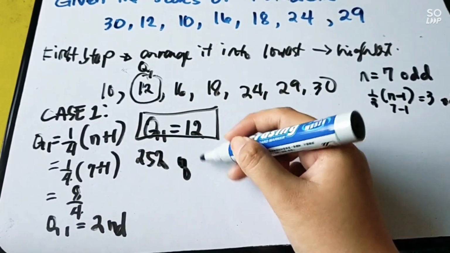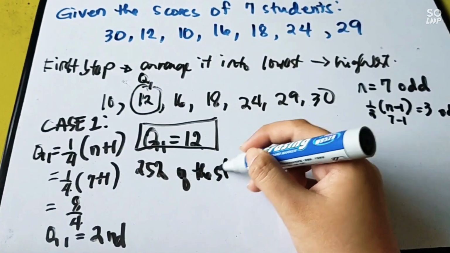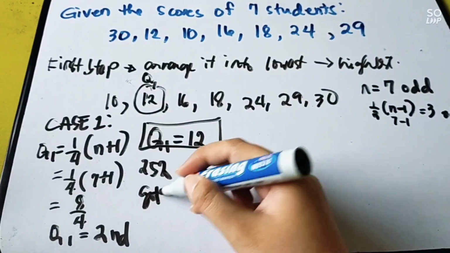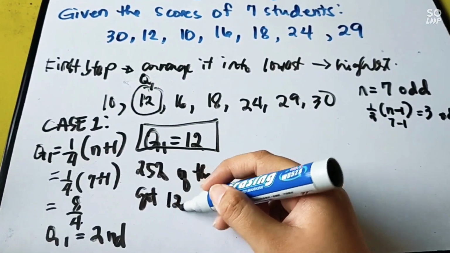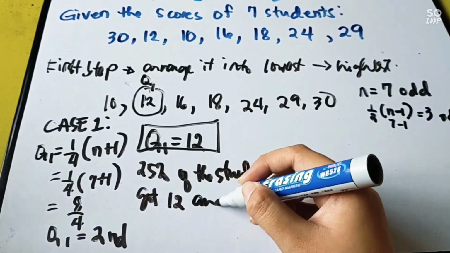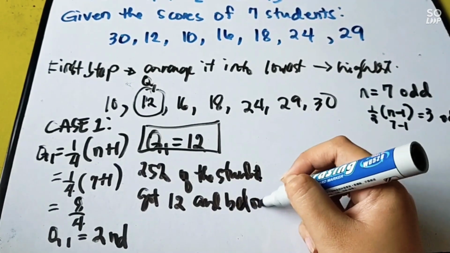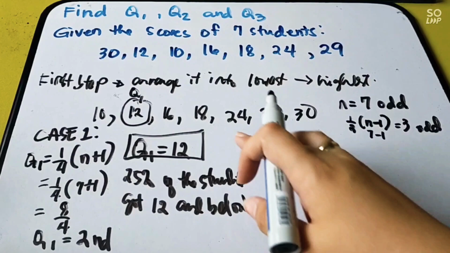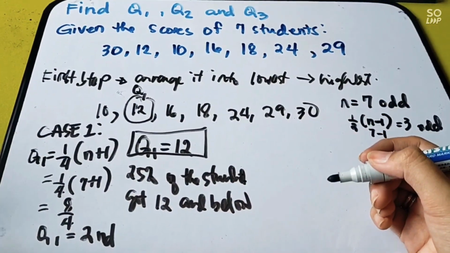Meaning, 25% of the students got 12 and below. Ganun lang kasimple. Okay, so that's the meaning of quartile 1. Is it clear?